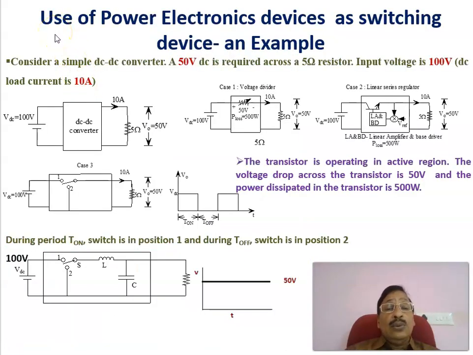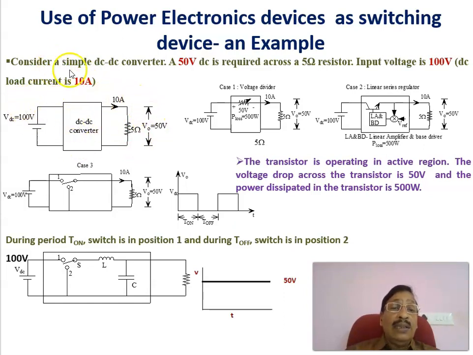This is to show the use of a power electronics device as a switching device. Here is an example. In that case, our purpose is that you have a fixed DC of 100 volt. You want to get an output voltage across the load of 50 volt. Therefore, you have to convert a 100 volt input into a 50 volt output, and the load resistance is 5 ohm, and the current through this load is equal to 10 amperes. That is our requirement.